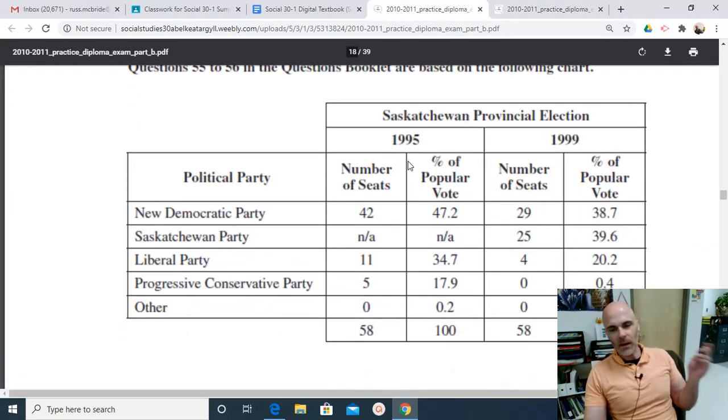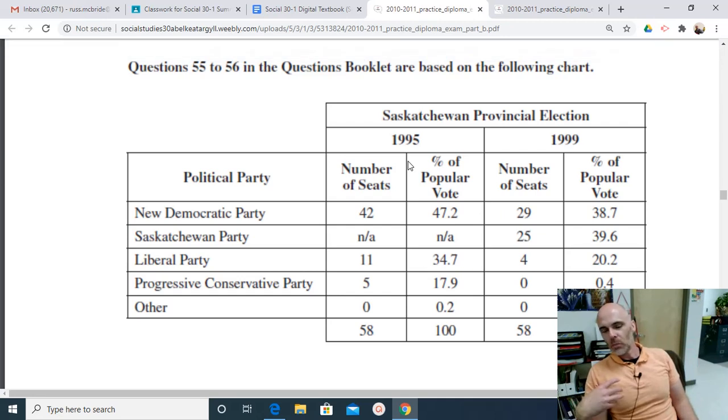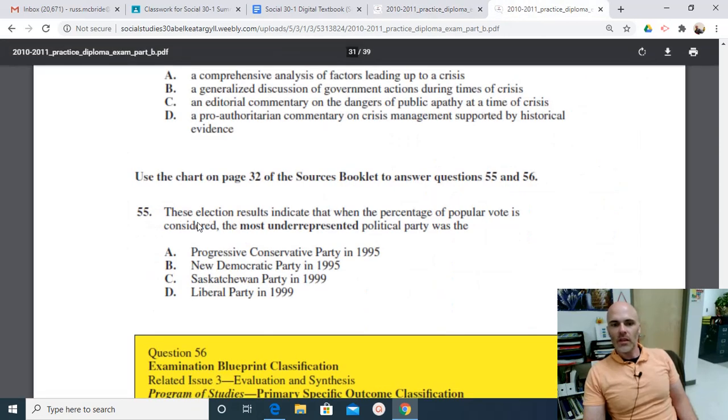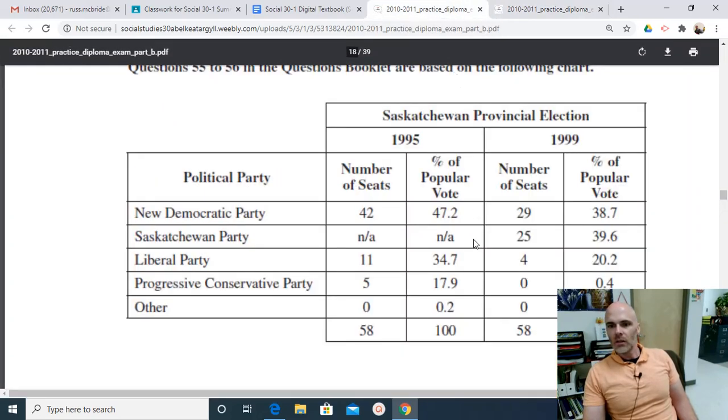Whew! Some numbers. Nice little break from reading tons of stuff. Okay, I get it. It's going to be looking at electoral systems. These election results indicate that when the percentage of popular vote is considered, the most underrepresented political party was. So this is a simple math question. You know, number of seats, percentage of popular vote, number of seats, percentage of popular vote.